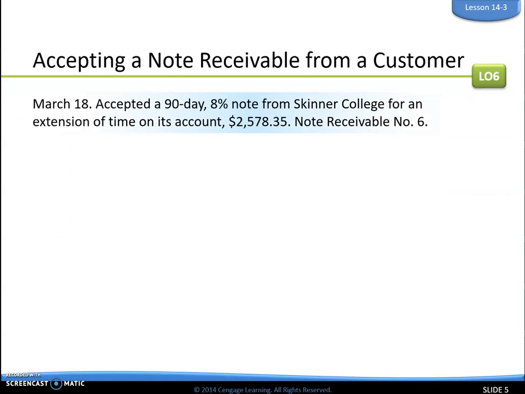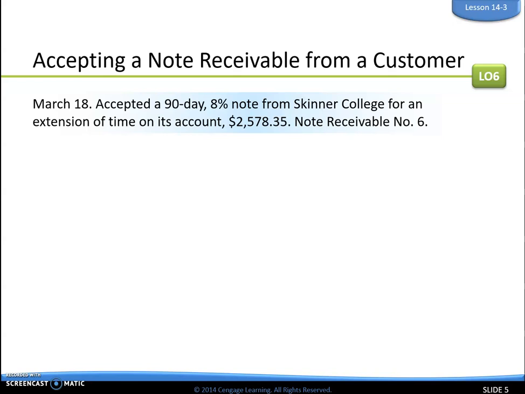All right, so on March 18th, we accepted a 90-day 8% note from Skinner College for an extension of time on its account, $2,578.35, note receivable number 6. So what's happening here is that Skinner College is not able to pay us in the previous time that they had said that they would pay us. And so now they are doing a promissory note, just promising that they are going to pay us. And so we are accepting that note.